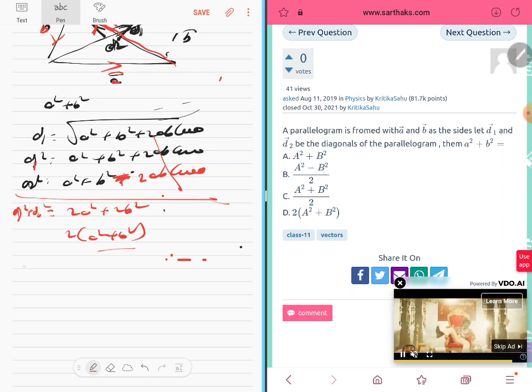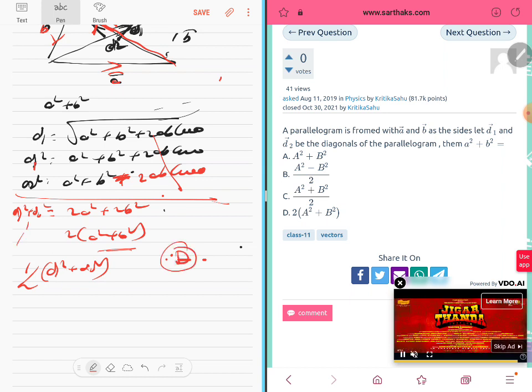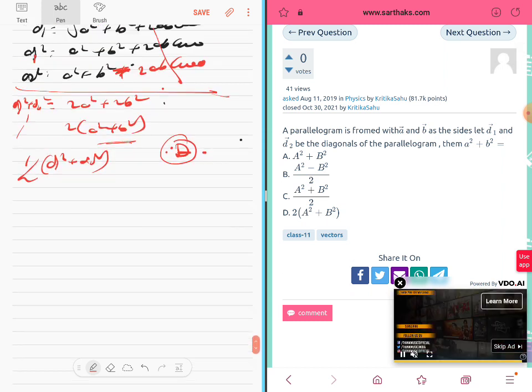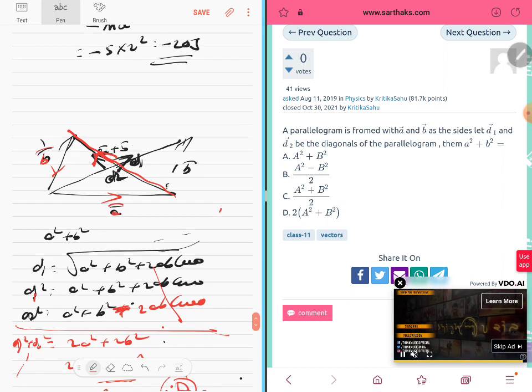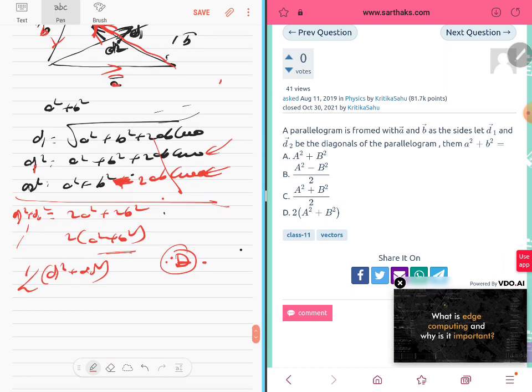So a square plus b square can be half of D1 square plus D2 square, or the sum of the diagonals squared is 2 times a square plus b square. In that case, they are asking the sum of the diagonals. Option D is the right answer, where the question should have been not a square plus b square, but D1 square plus D2 square. Again, we are not clear, but what we have learnt is the formula for one of the diagonals, which seems to be something new that we are learning here. So let's go to the next question.